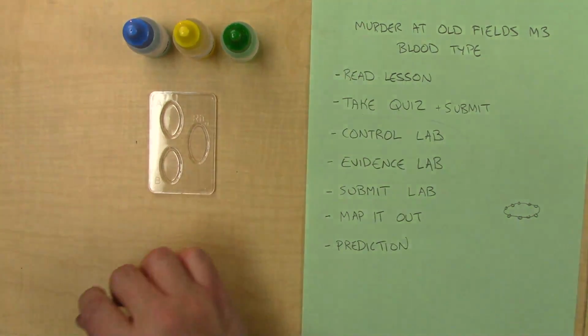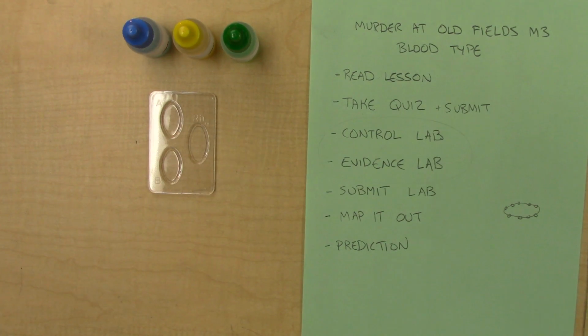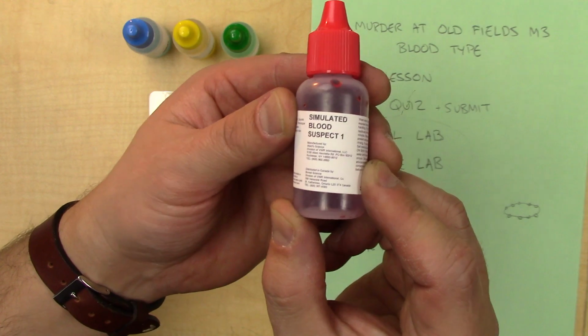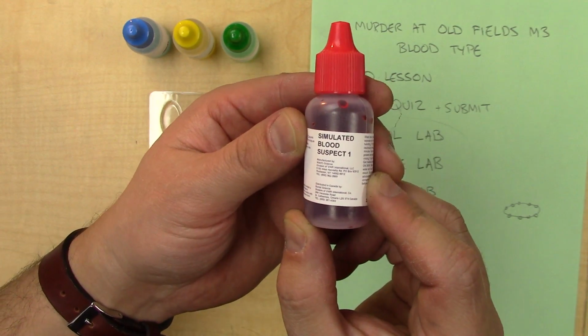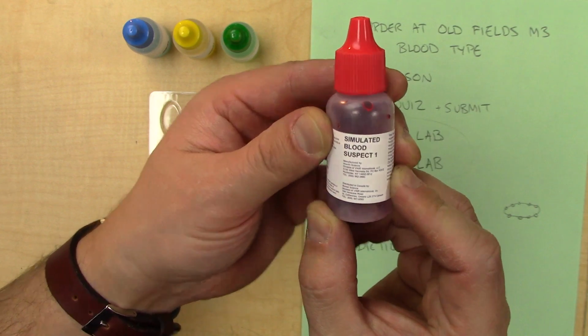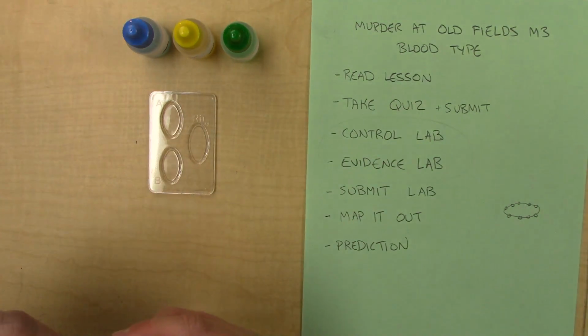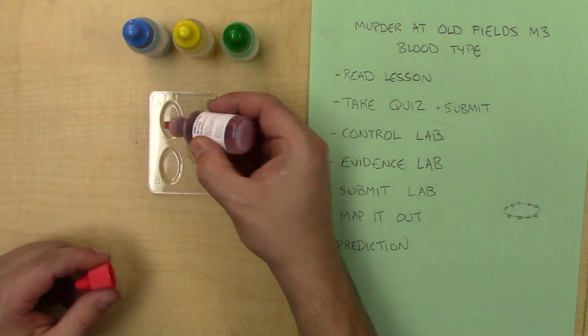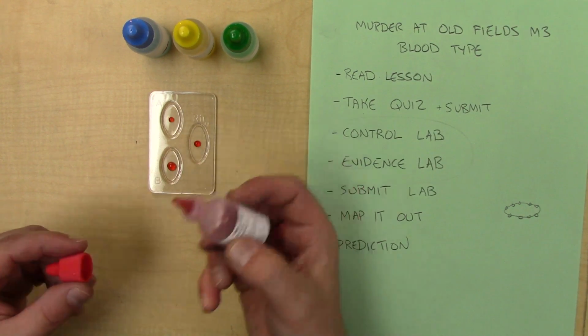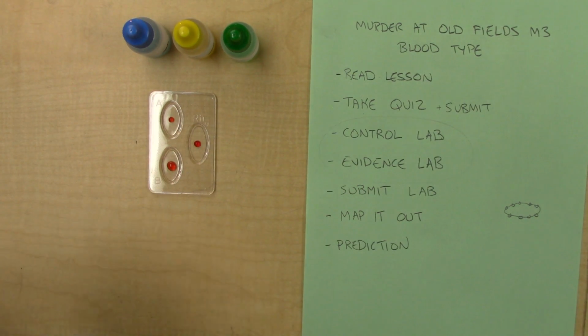Now let's take our first person here. I will take suspect 1. You read there, suspect 1. That's Henry Bauer, I believe. Yes, Henry Bauer is suspect 1. So we will take 1 drop of his blood, and we will put it here: a drop in the A test, a drop in the B test, and a drop in the RH test for positive or negative.